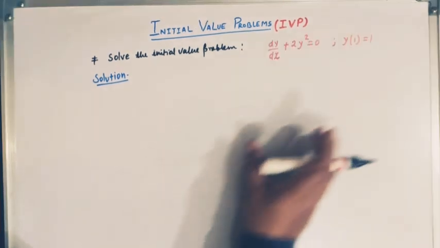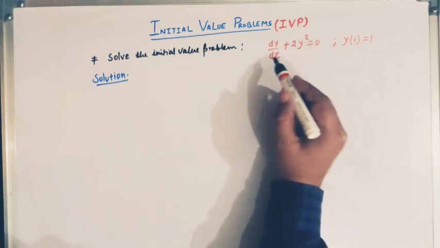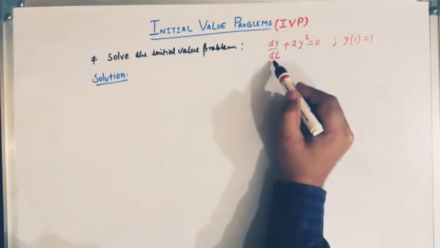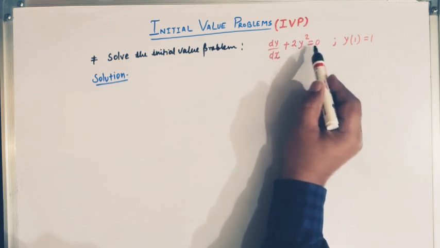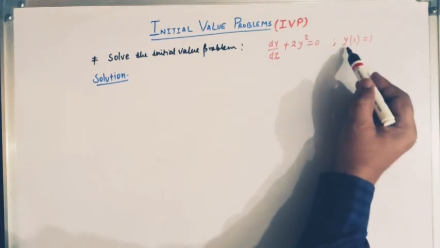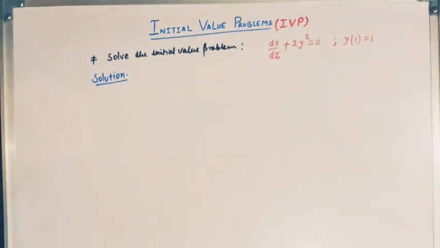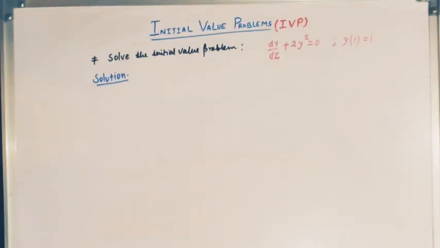Now let us take one more problem. So here we are given this differential equation dy over dx plus 2y square equal to 0, and the condition is y of 1 is equal to 1, right? So let us solve this problem.